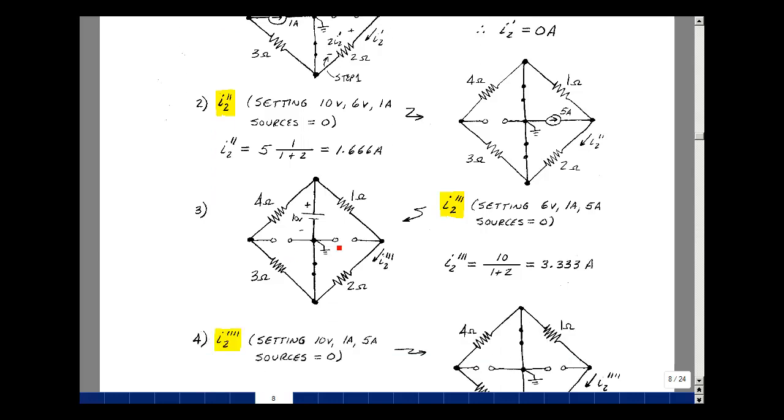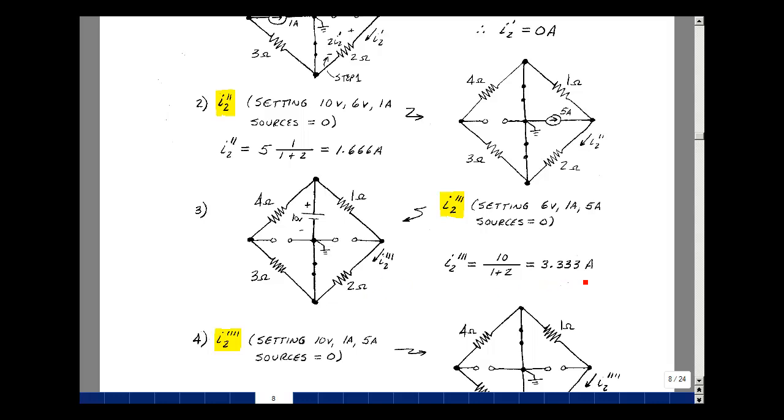Now I'll set the 2 current sources equal to 0 and the 6 volt equal to 0 and find the current due to this third source, the 10 volt. Because of the short circuit, I've got these elements in series with each other. And so the current is going to be just the voltage divided by the total resistance. And I'll call that I2 triple prime. 10 divided by 3 would be the value of I2 triple prime.